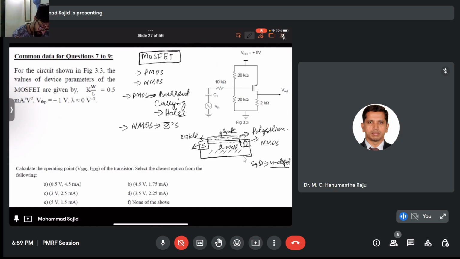So what is the principle of MOSFET? What happens in MOSFET? We have three regions of operation.